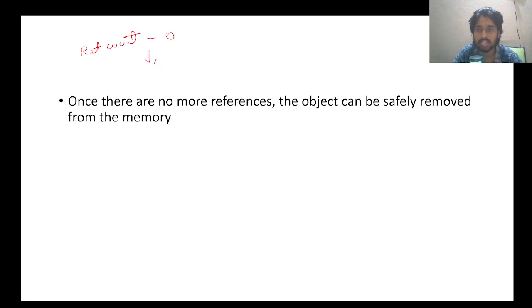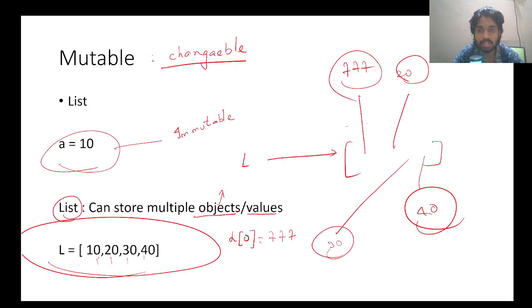So that's the idea of mutability. It won't create a new object, it will directly replace the new value in that place. In the 10 place, first it used to be 10, right? It will delete the 10 and the 777 will get stored here.